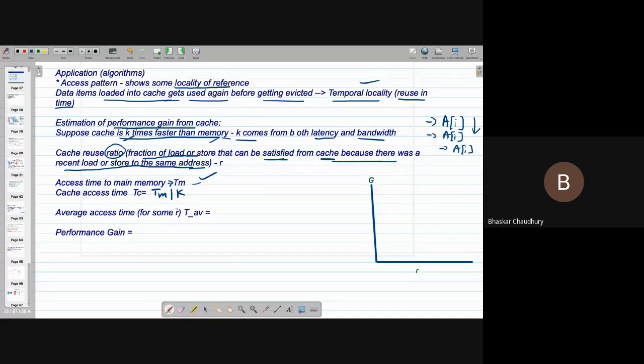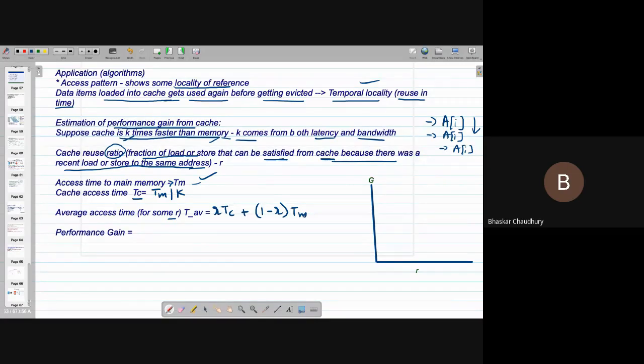Now what will be the average access time for some R? Suppose you have a code where you know the R, the reuse ratio in your code. What will be the typical average access time, T average? R into TC plus 1 minus R into TM. For the fraction R where there is reuse, we are utilizing TC amount of time, and where reuse is not present, because R is a fraction, it is 1 minus R, we will be using TM amount of time.